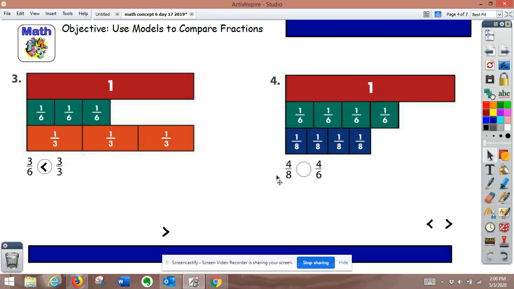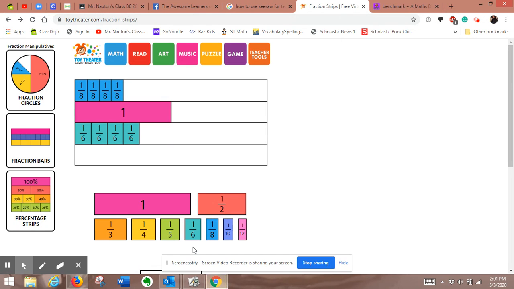Back over here, we've got 4/8. 1, 2, 3, 4. 4/6. 1, 2, 3, 4. 4/8 is less than 4/6. I can see it right there. All right. You can use your fraction strips right here if you wanted to work it out for yourself. 4/6 and 4/8.